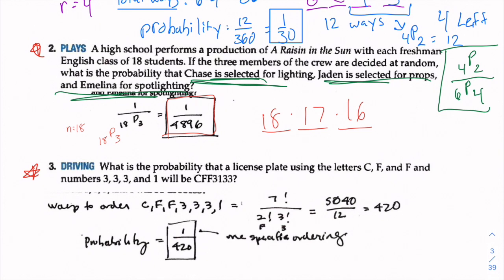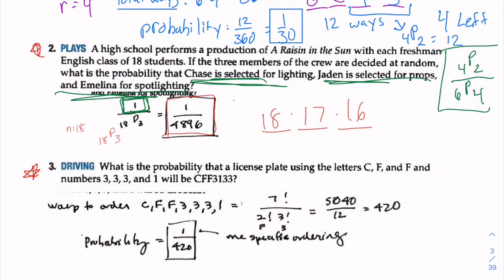That's one specific order, right? It's not like Chase could be props and Jaden could be lighting. No, we want Chase to be lighting, Jaden to be props, and Emelina to be spotlighting. So that's why on the top here, you only want one way. There's only one way that you want. Out of how many options are there? 18 students, and how many are you picking? You're picking 3.